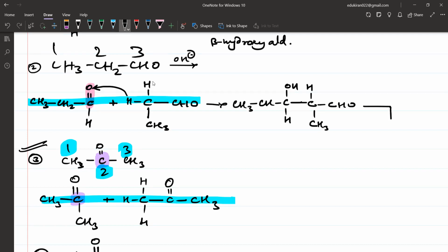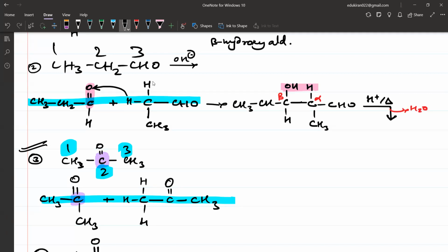Okay. And then after that, we do H plus in the presence of heat. This is a dehydration reaction. In this, the water molecule between the alpha and beta carbon will leave. And when the water molecule gets eliminated, we get an alkene. So you will get a double bond between the alpha and beta carbons.